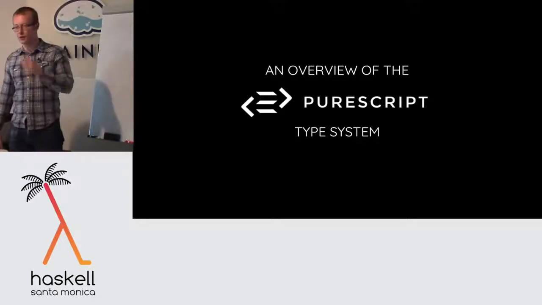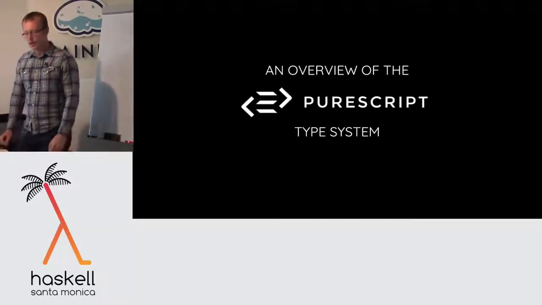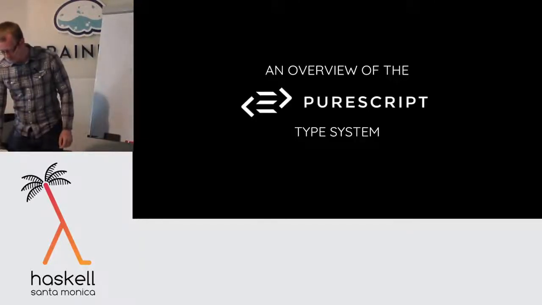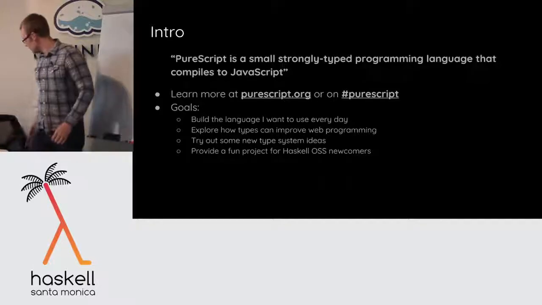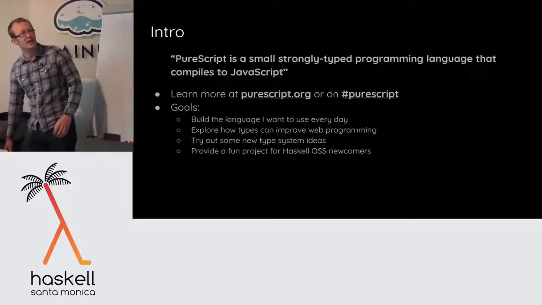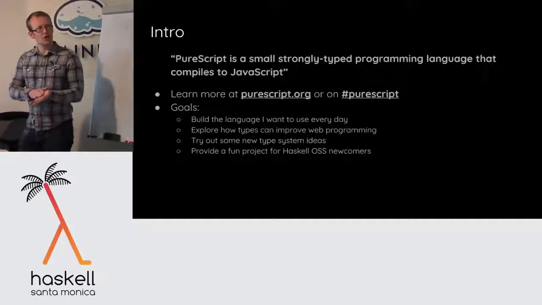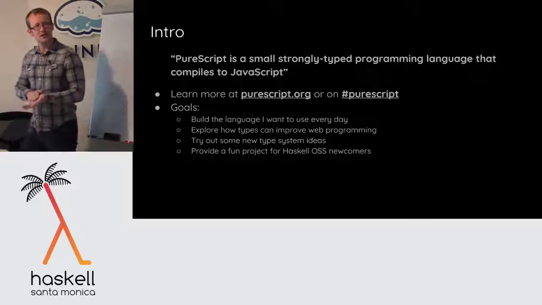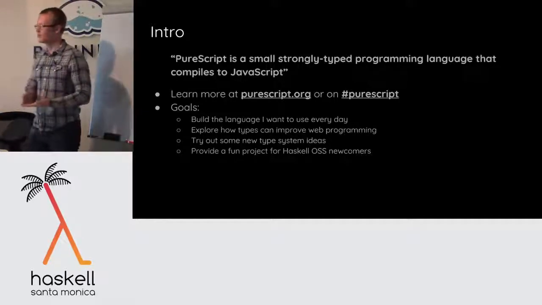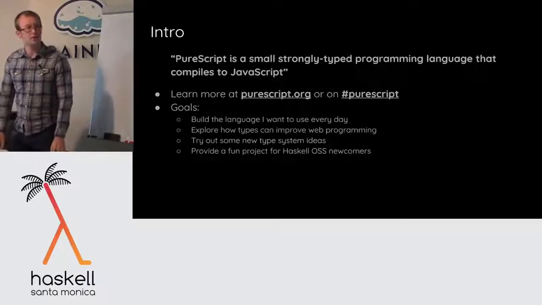I'm going to give an overview of the PureScript type system specifically. So, just the type system. The entirety of PureScript is kind of a big topic to present in an hour, I suppose, so I'm just going to focus on the type system. I'm going to talk about some stuff that we nabbed from Haskell that you are probably familiar with if you've used Haskell, and some stuff that we have that Haskell doesn't have as well.